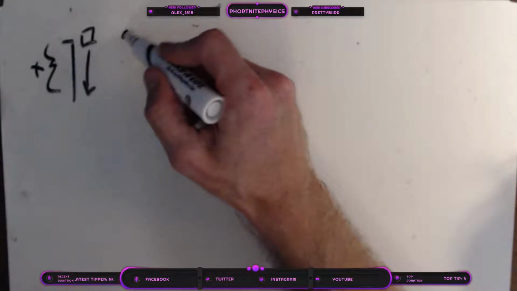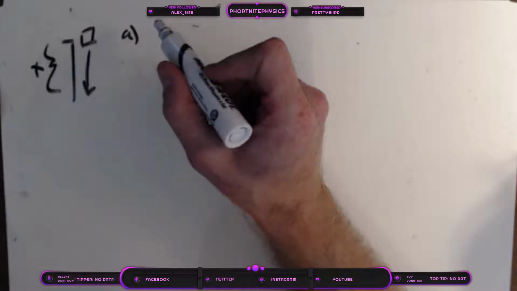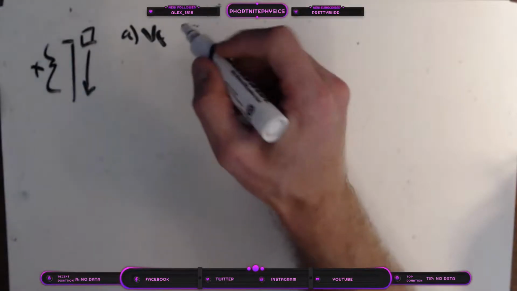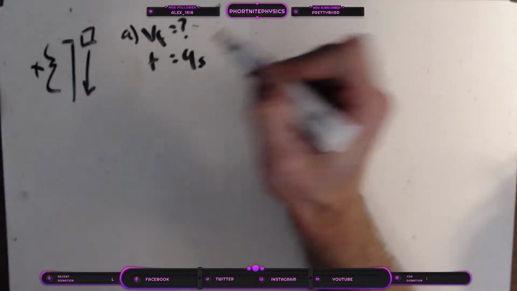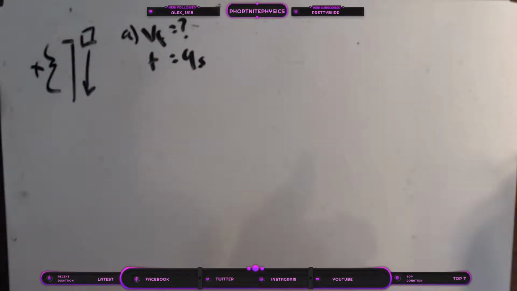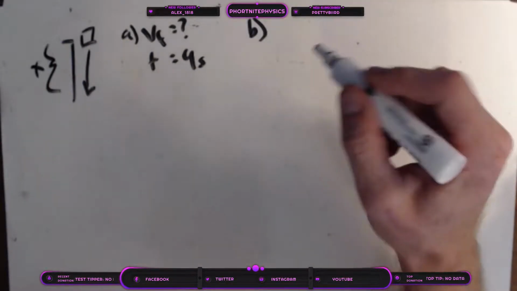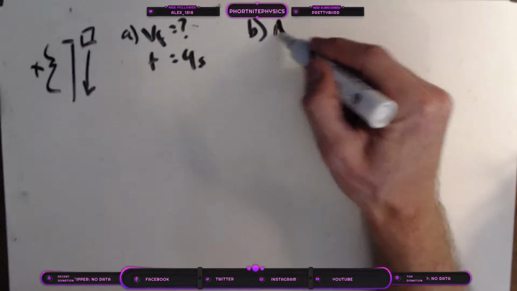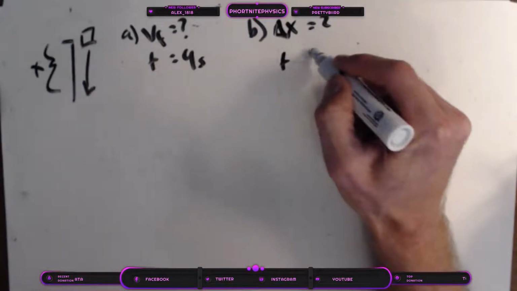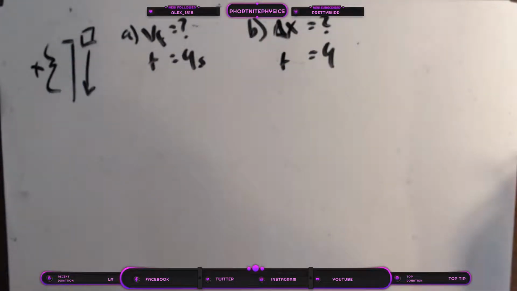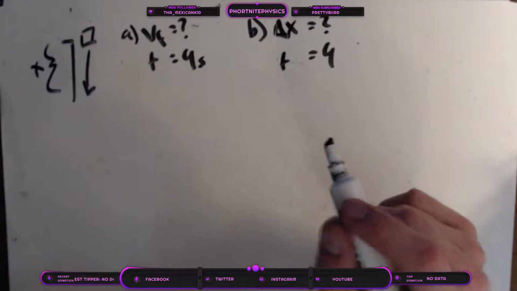For a, we want to know how fast is it moving, v final, at t equals 4 seconds. And then for b, we want to know what is its change in x after 4 seconds, at t equals 4 seconds. So we don't actually need to change much of our numbers while we're doing our thing. But let's go ahead and get started.